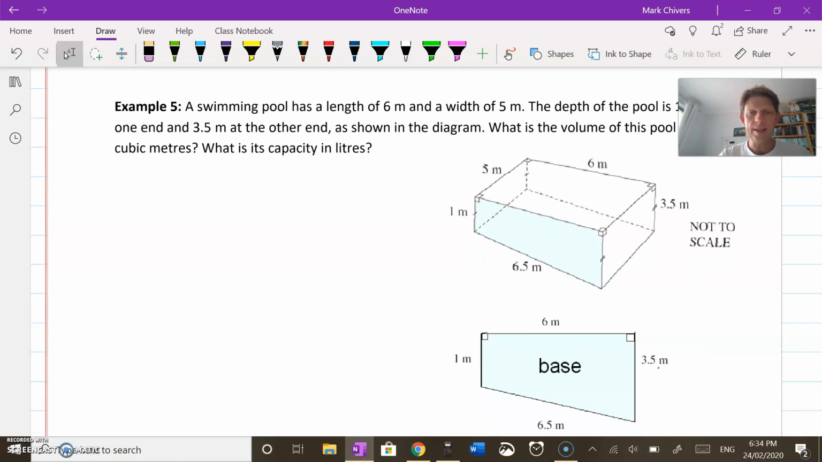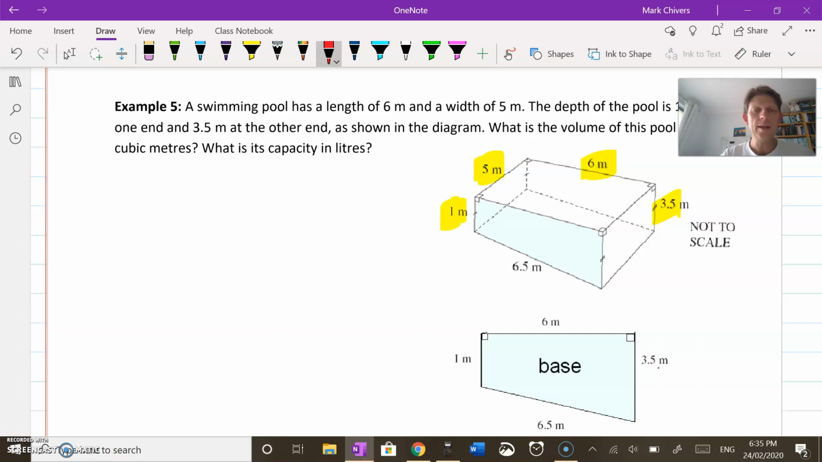So a swimming pool has a length of 6 meters and a width of 5 meters. So that's given just here. And the depth of the pool is 1 meter at one end and 3.5 meters at the other end. And as shown in the diagram, what is the volume of this pool in cubic meters and what is capacity in liters? Now, a lot of people, myself included, may be enticed to break that up into a triangle and a rectangle.